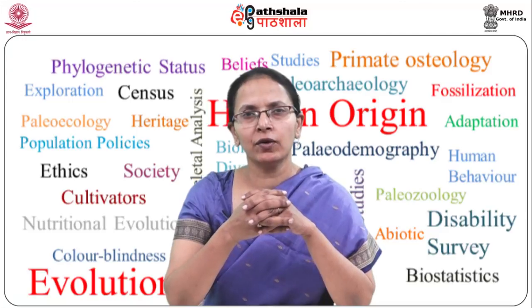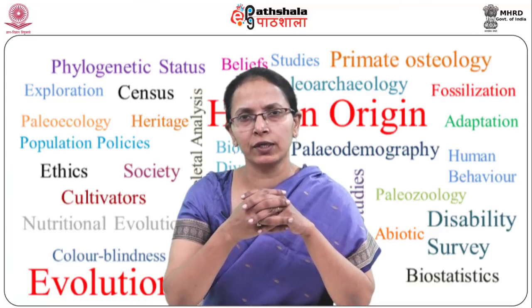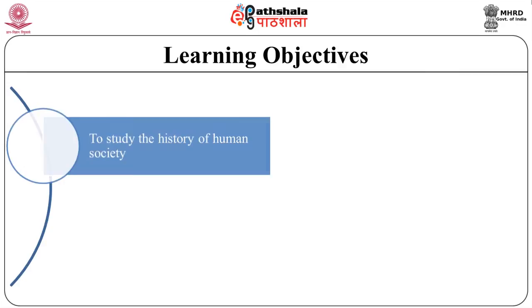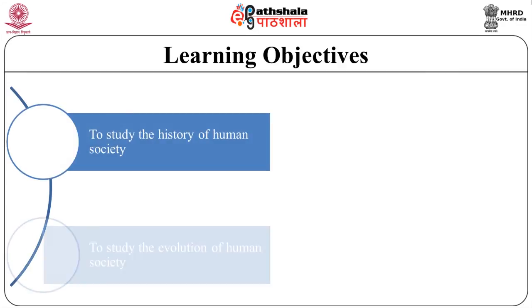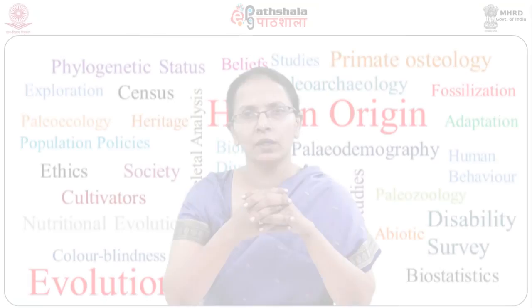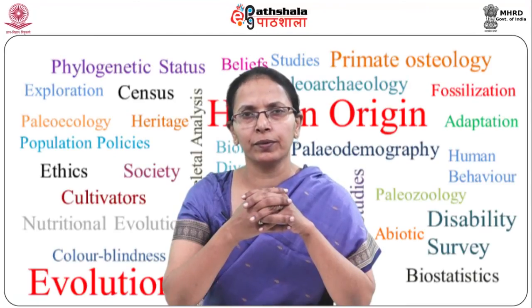Today we will be discussing the module Evolution of Human Society from the paper Human Origin and Evolution. The learning objectives of the module are to study the history of human society and to study the evolution of human society. Now let's have an introduction about the topic.